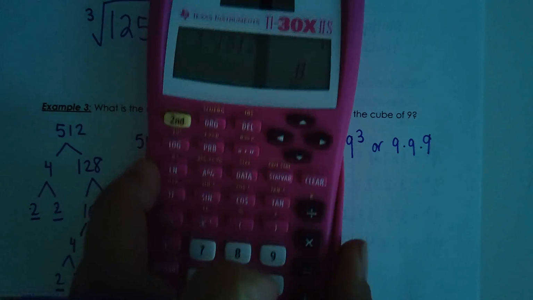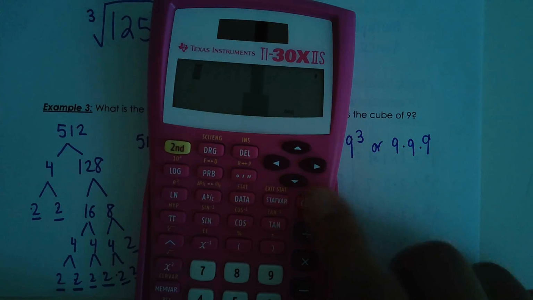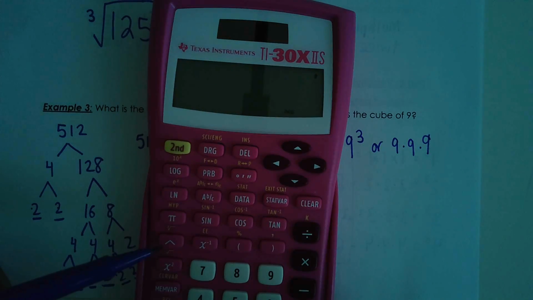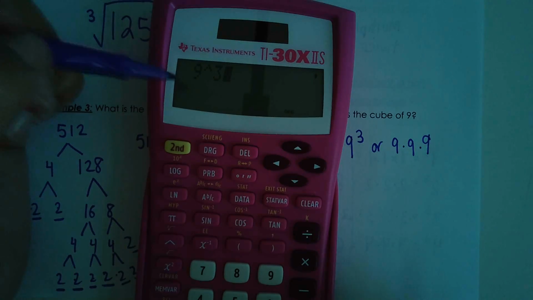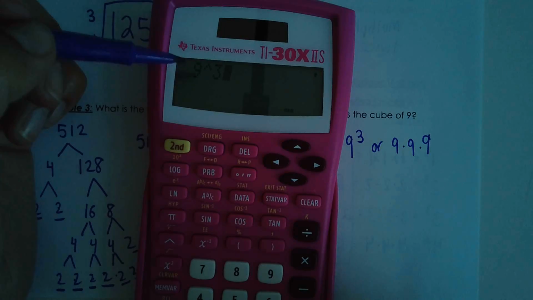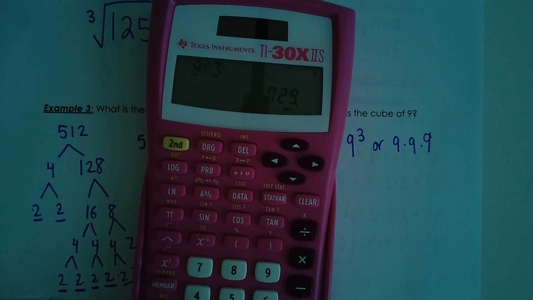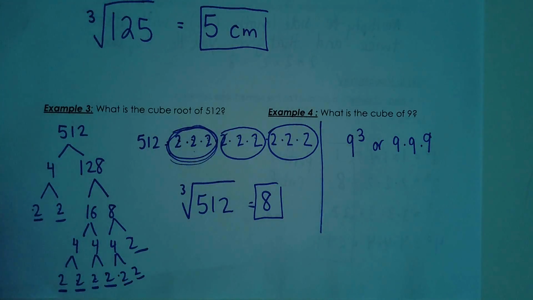And same thing in my calculator here, and you can look for it in your calculator. I use this key right here. So 9 to the power of 3. That means 9 times 9 times 9 gives me a value of 729.